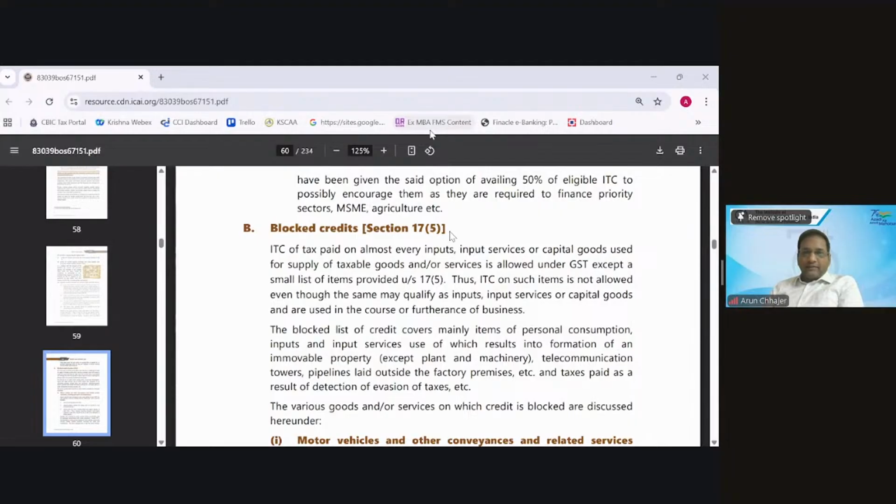I hope all is well. In the last class, we discussed section 16 read with its rules, mainly rule 36. Also, we have started section 17.